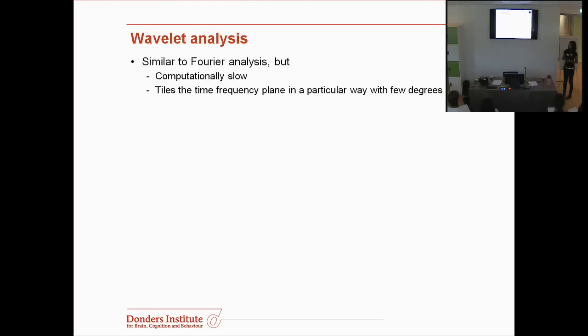Okay, but wavelet analysis is similar to Fourier analysis, but it's computationally a lot slower. And just keeping in mind that with the time frequency plane here, you're building it up horizontally, whereas in Fourier analysis, you're building up in columns.